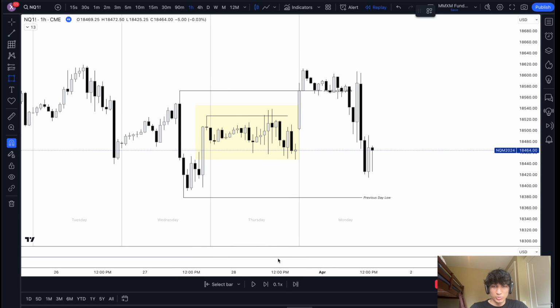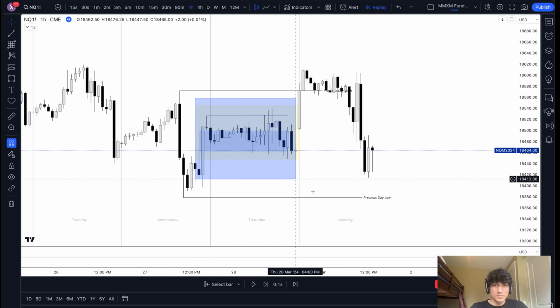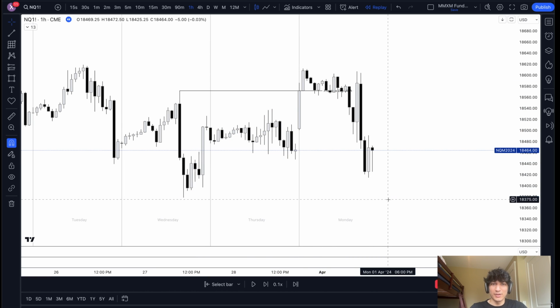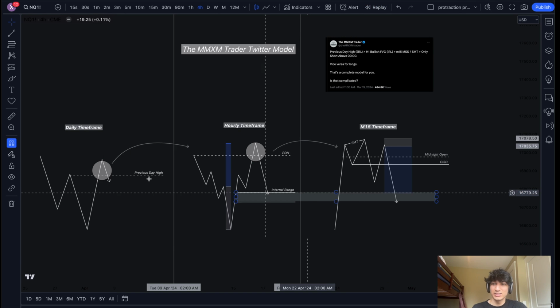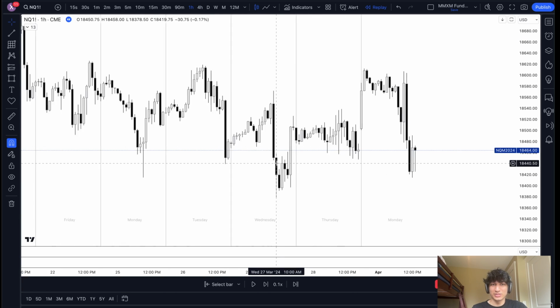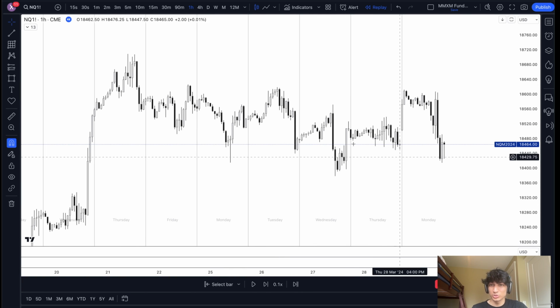As you notice, we key off of this hourly imbalance with our news driver, and we end up sweeping this buy side liquidity before returning back into the range and then gapping up on the Sunday. So that's the Twitter model taught by the MMXMTrader. As you can see, it's a simple, repeatable framework. 3 time frames, 3 unique conditions, and as you can see, it gives you several trades over the span of a week.